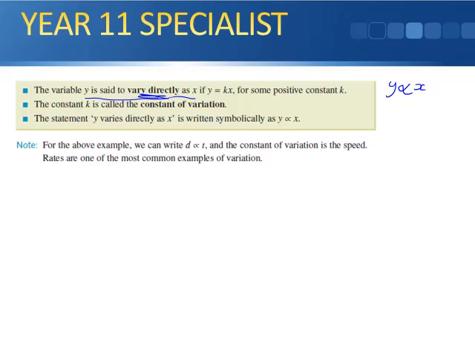Now we've got to change this to an equation for us to be able to work it out. So what we do is we say y equals kx, and then we need to find this constant of variation, k.